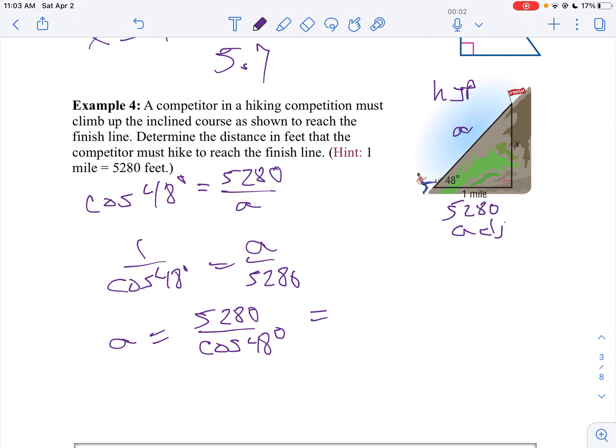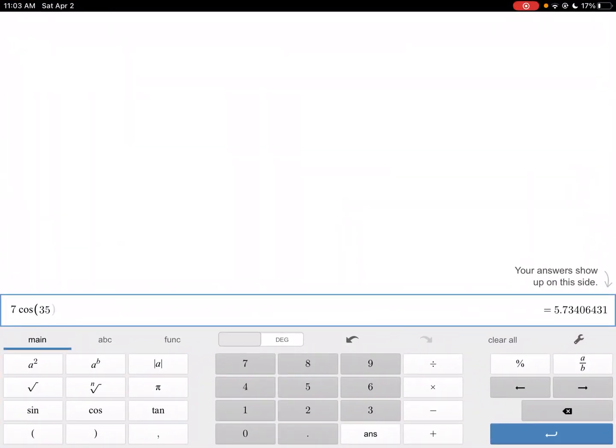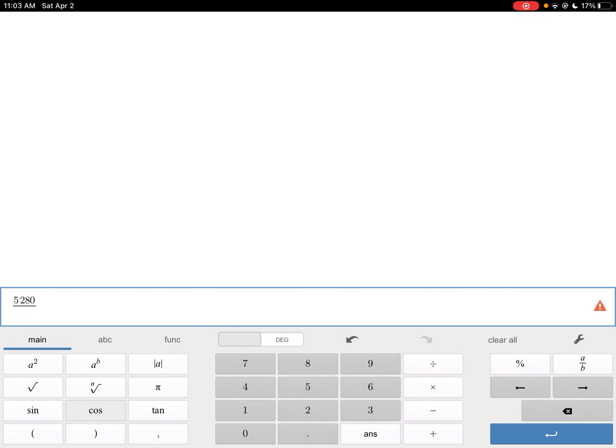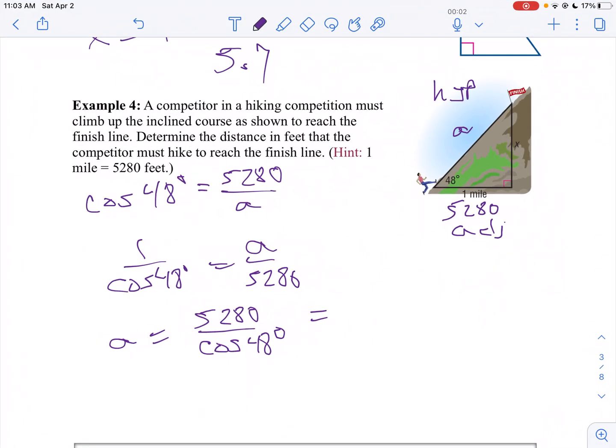So we'll use our calculator here and determine the distance in feet. So we're just going to round our answer to the nearest whole number. So I'm going to take 5,280 divided by the cosine of 48 degrees. And we get 7890 or 7891. So I'm going to say about 7891 feet. There's your answer.